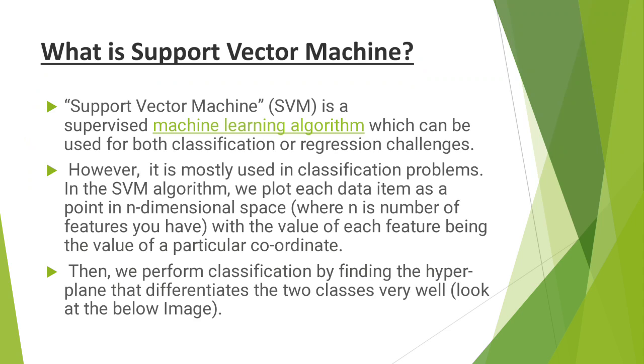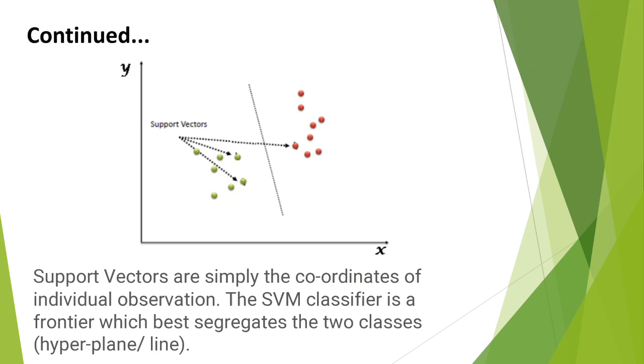Look at the below image. Support vectors are simply the coordinates of individual observations. The SVM classifier is a frontier which best segregates the two classes, hyperplane or line.